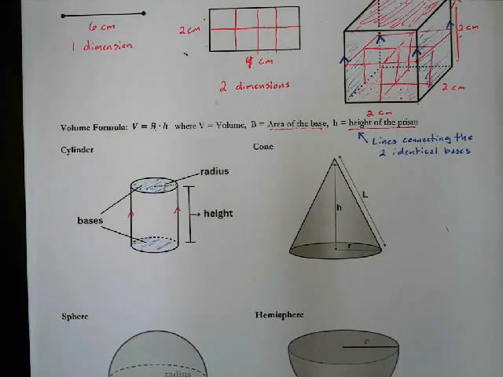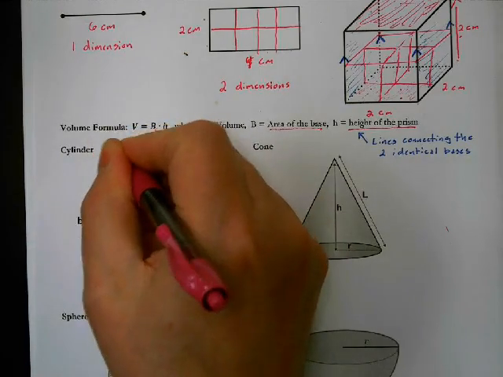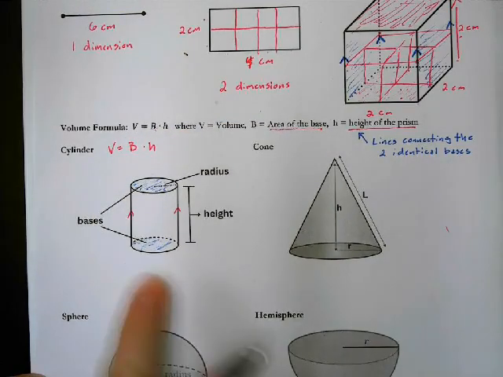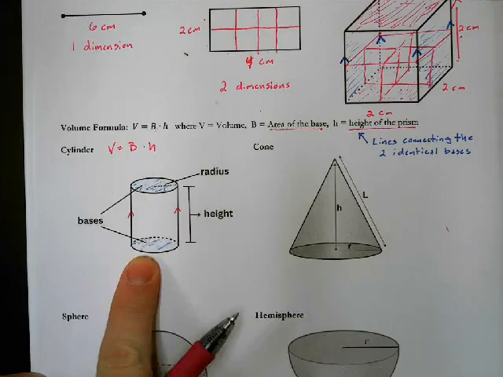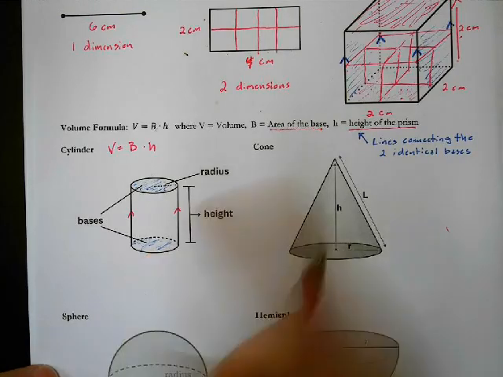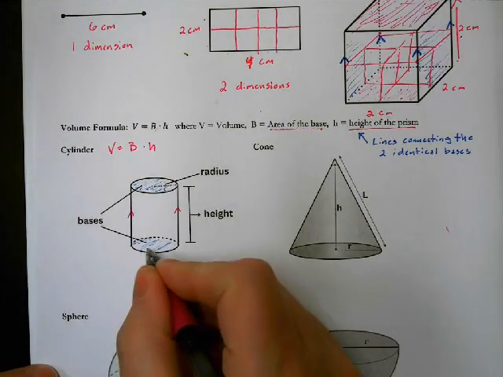So if my formula is volume equals base area times the height, and my base is a circle, how do we find the base area of a circle? Tell the person next to you right now. Okay, hopefully you told them. So, if you remember, the area of a circle is pi r squared.